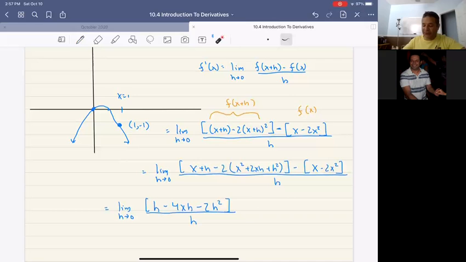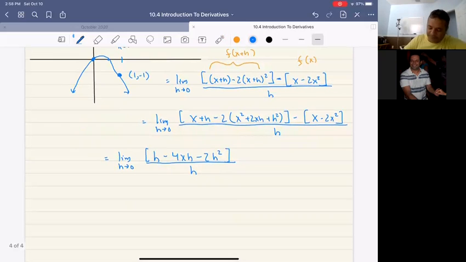Just to keep track of what happened. This h was this h. This 4xh is negative 2 times 2xh here. This negative 2h squared is negative 2 times this h squared here. This x canceled with this x. This x squared times negative 2 canceled with that 2x squared. Before I cancel the h's, I have to factor it out. It's going to actually make a good difference this time.